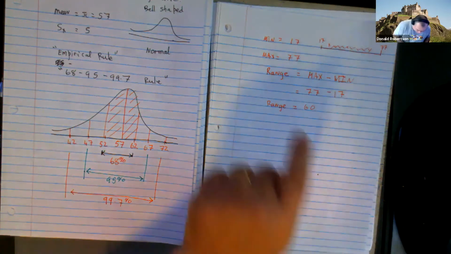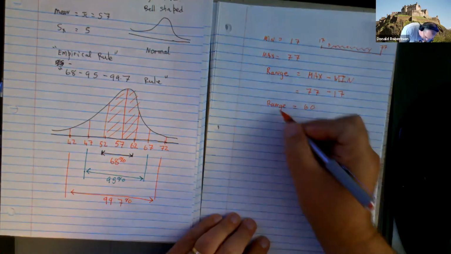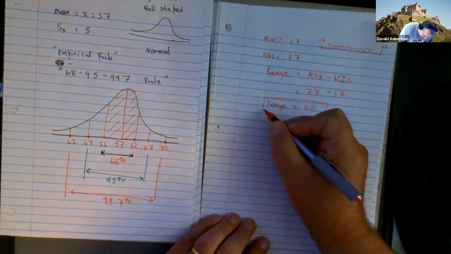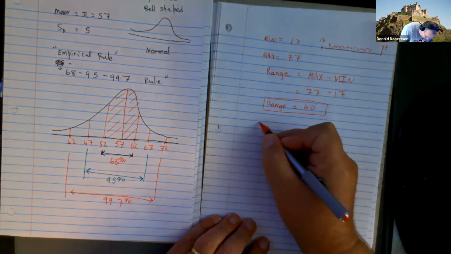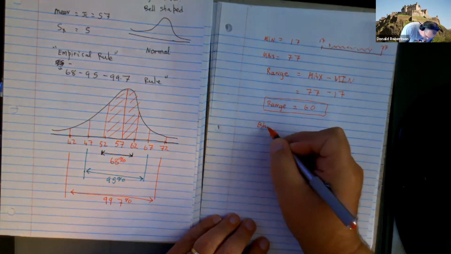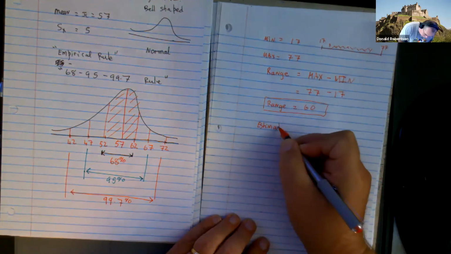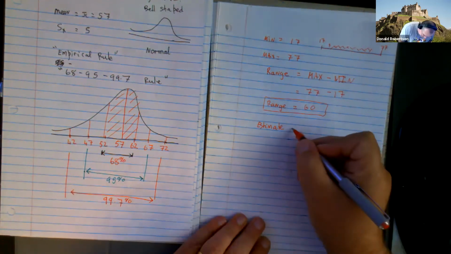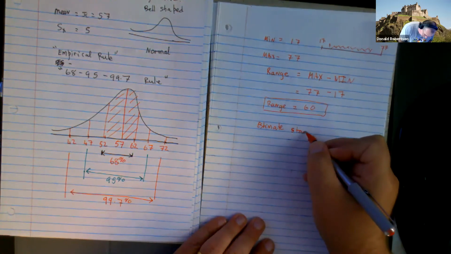But this is a cool thing. If I know the range is 60, I can actually give you an estimate. And this is the only one that you can actually do this for. I can give you an estimate for the standard deviation.